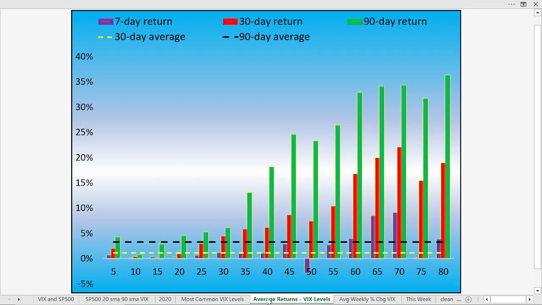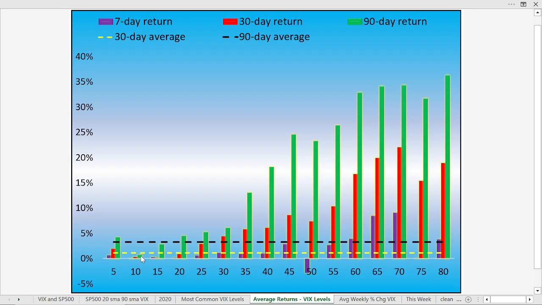Here we see the returns. The 7-day return is shown by the purple histogram bars. The red shows us the 30-day return. The green histogram bar shows the 90-day return. Now the black line shows us the 90-day average, and the yellow line shows us the 30-day average. The averages of what? These are the averages of the S&P 500.